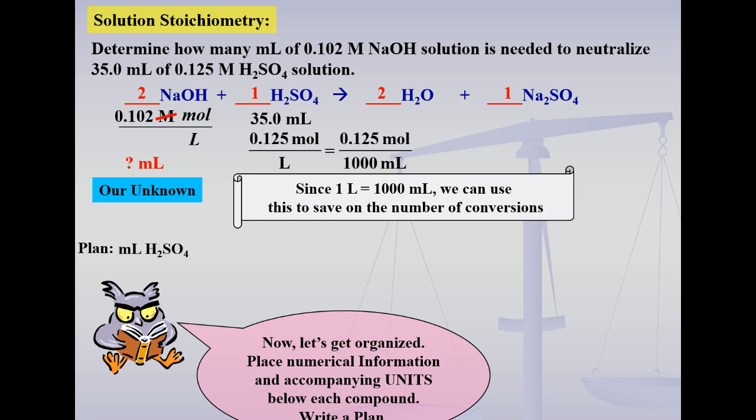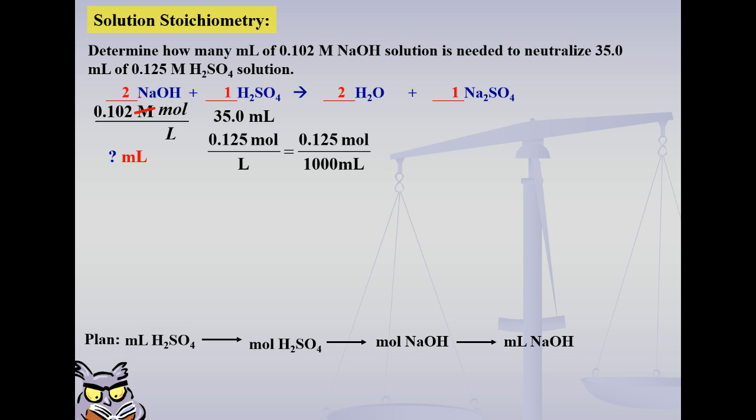Plan. Start with your given quantity, and your given quantity is milliliters. So milliliters of sulfuric acid, use the molarity to change that to moles of sulfuric acid, to moles of sodium hydroxide, to milliliters of sodium hydroxide. So look at this one. There's no grams anywhere, so you don't have to calculate the formula mass. All right, so let's solve.